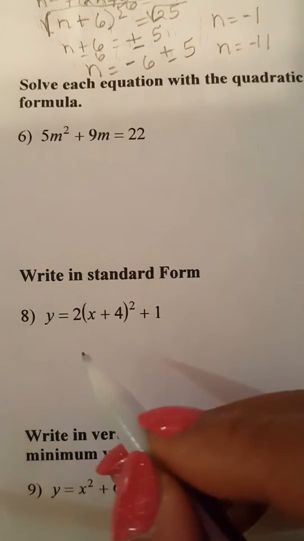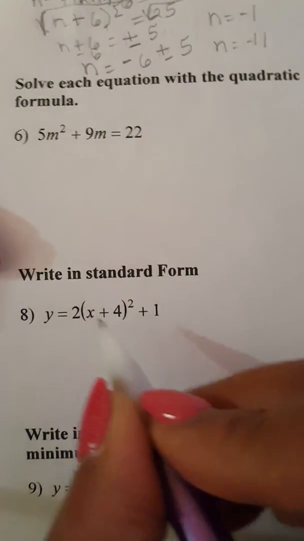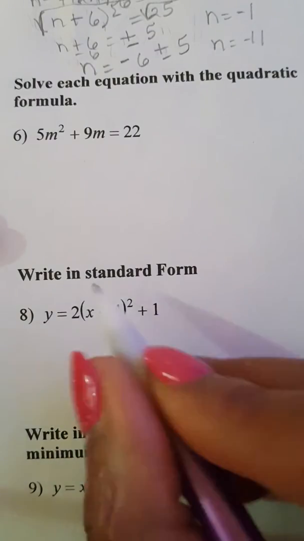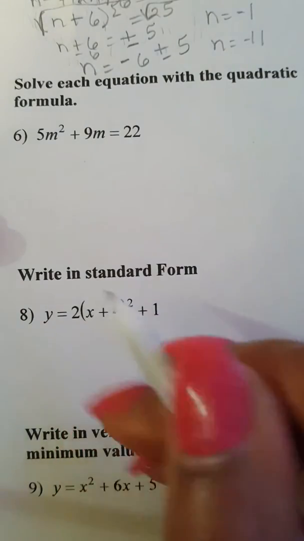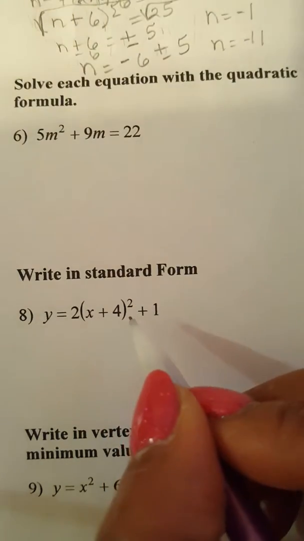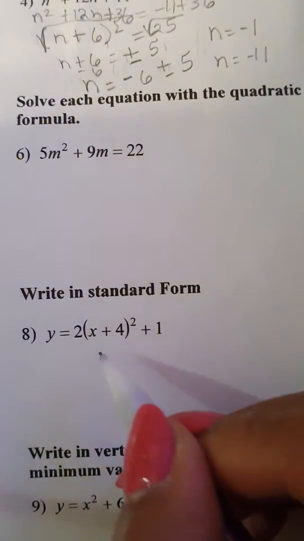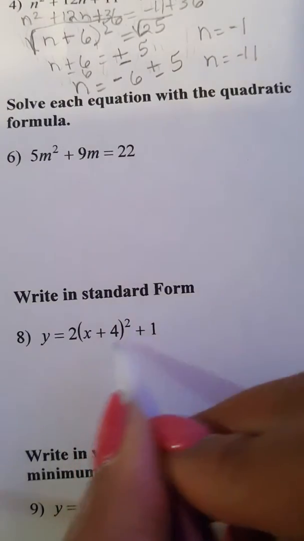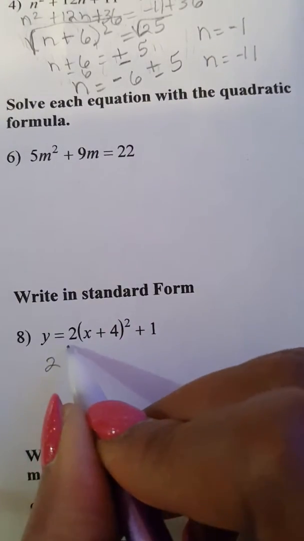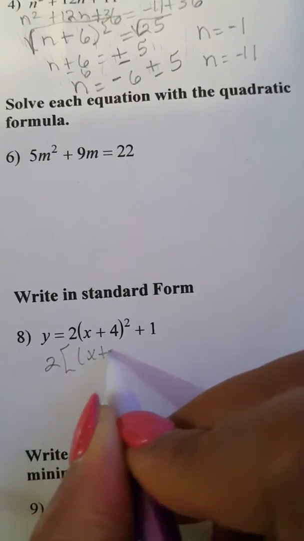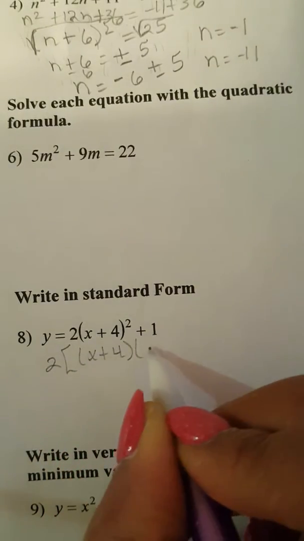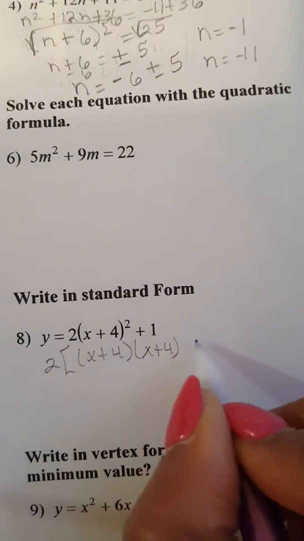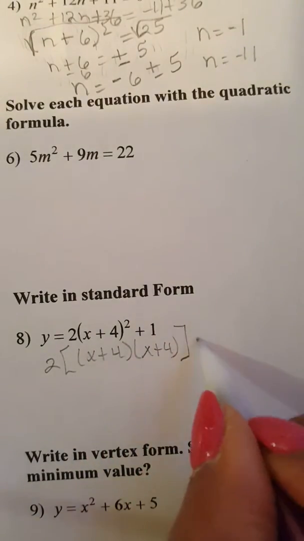Next, we want to rewrite the quadratic equation that's in vertex form into standard form. And to do that, we first follow order of operations. We will take care of the exponent, which means we will FOIL here first. So that's 2 times x plus 4 times x plus 4. That's what that exponent tells us to do. Use x plus 4 as a factor twice.